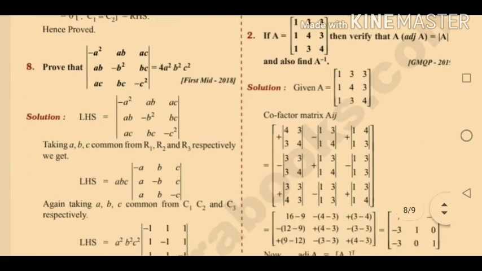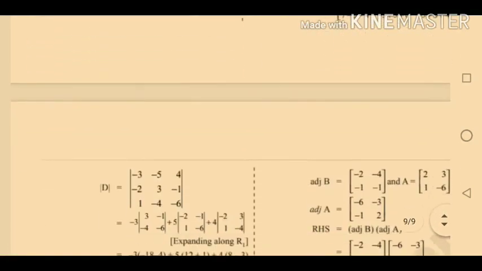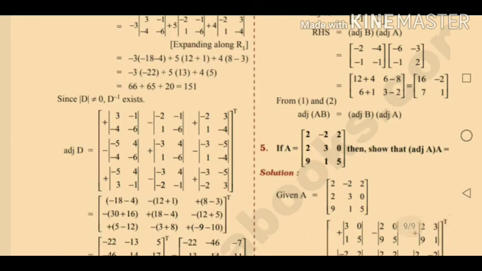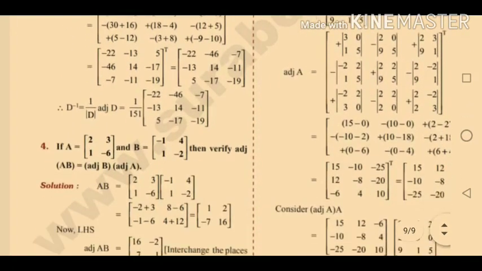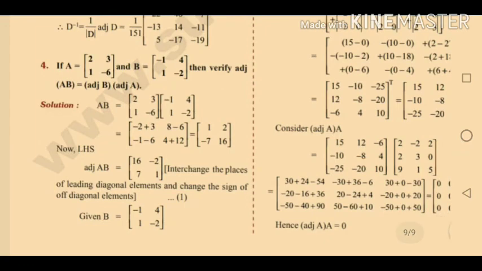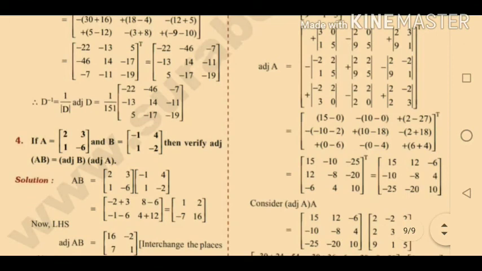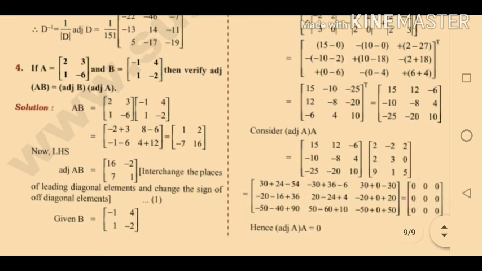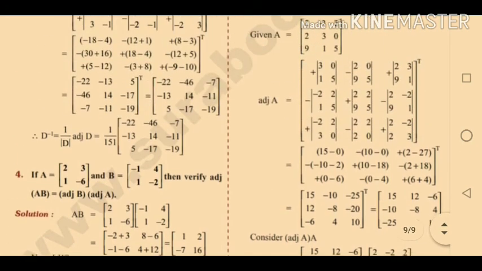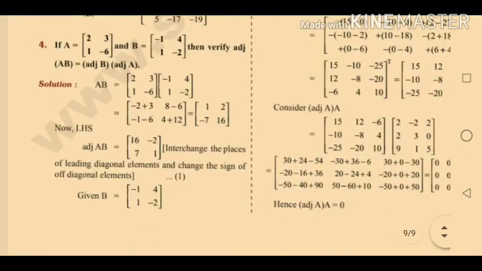Listen, the fourth and fifth question is adjoint of A. Adjoint of A equal to 15 12 minus 6 minus 10 minus 8 4 minus 25 minus 20 10. So adjoint of A into A: multiply this adjoint of A by A. If you multiply, you are getting 0 0 0. Therefore hence proved.